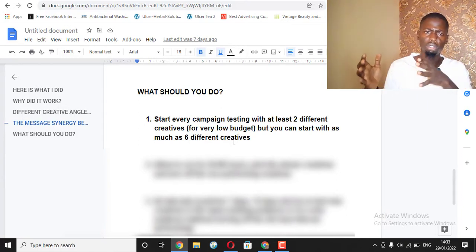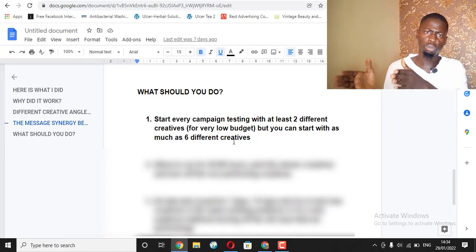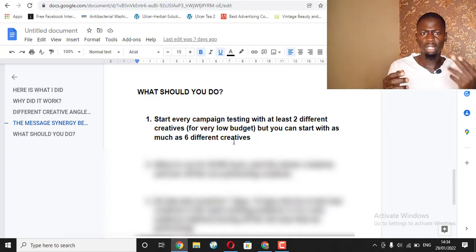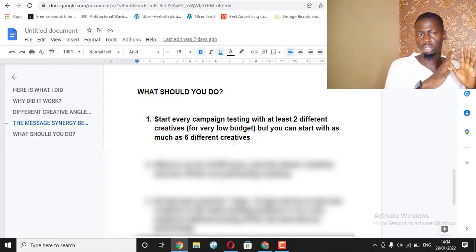But if you are using a very slim budget, make sure you're going with 1 campaign, 1 ad set, and just 2 creatives, so that you don't mess up the whole system with too many creatives and small funds.